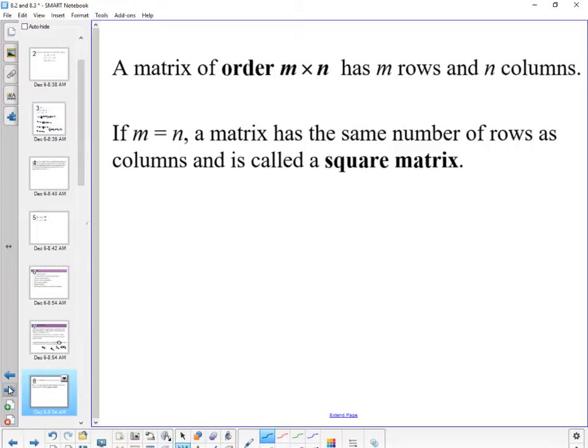Now, if M and N are the same, if I have a 5 by 5, then that's called a square matrix. Makes sense, right? Squares have the same dimensions. So if M and N are equal, then you're really working with a square matrix. Simple enough? Cool beans. I'm going to move on.